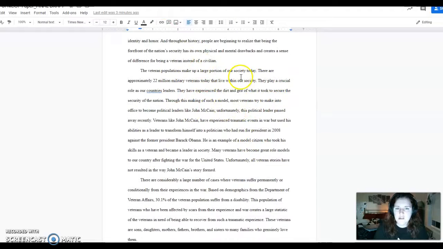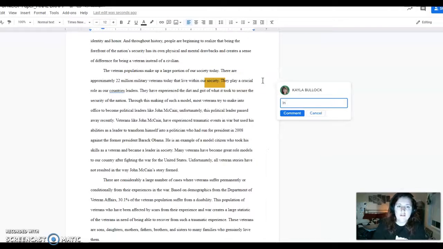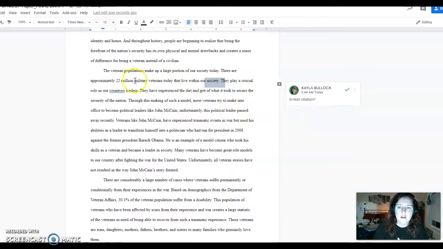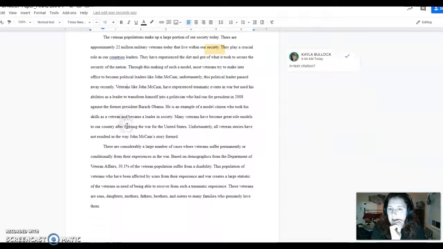Yes. Also, where's the in-text citation? A lot of you guys are forgetting in-text citation in your papers. Let's not do that. If there's a statistic, you obviously got it somewhere, so you need to cite it. Wait, what? Oh, okay. Alright, let's move on.